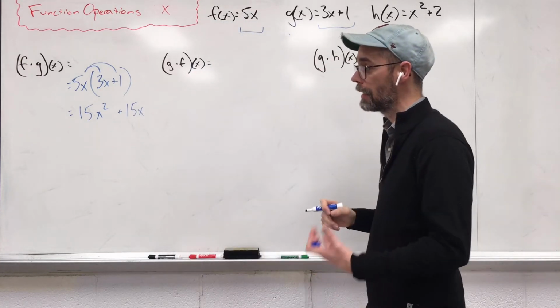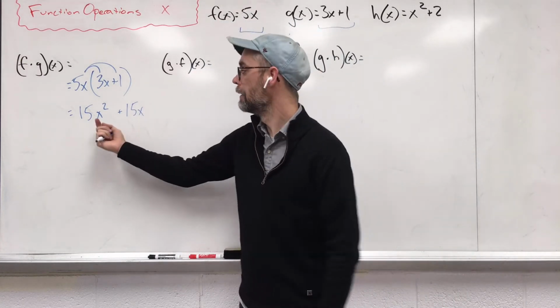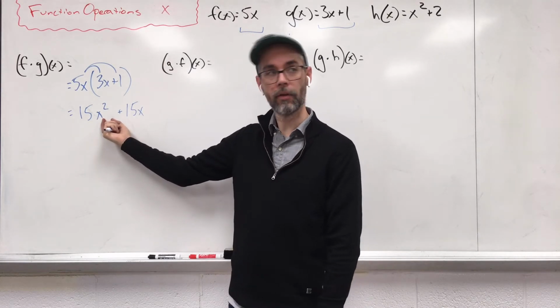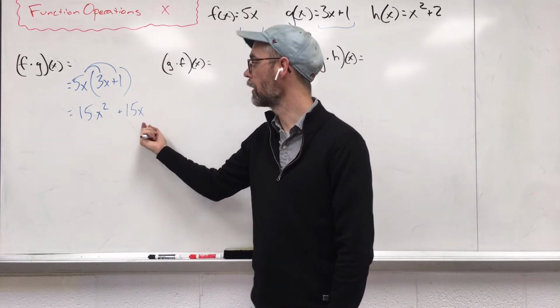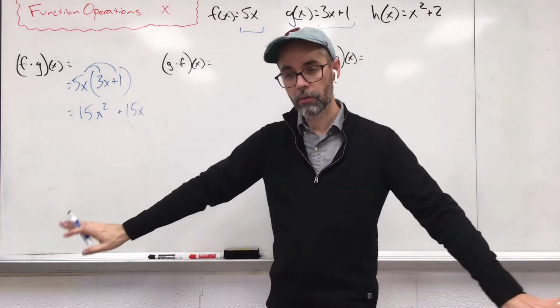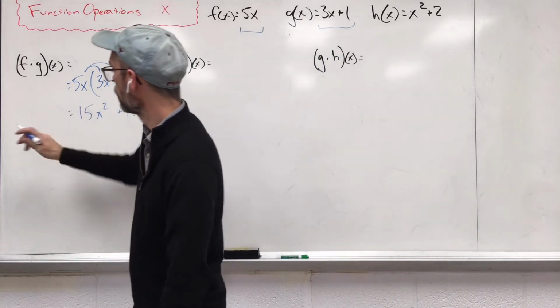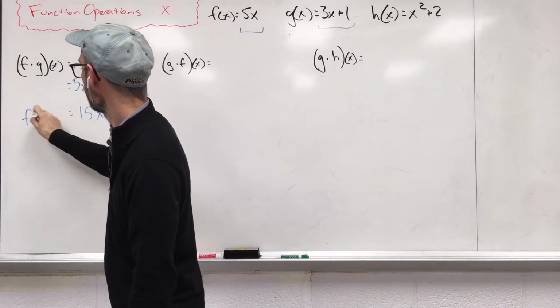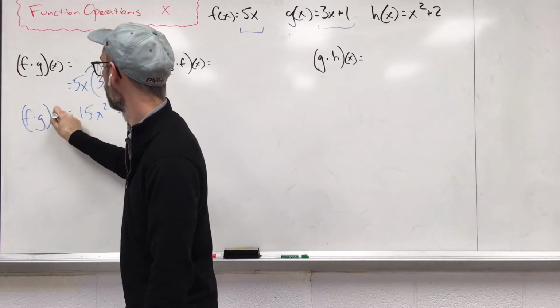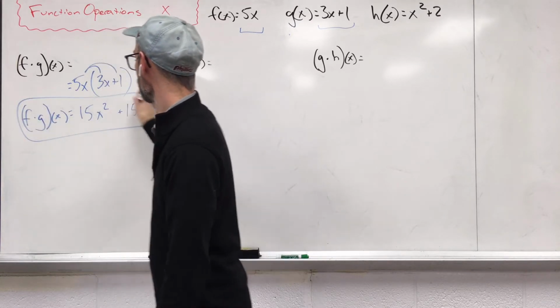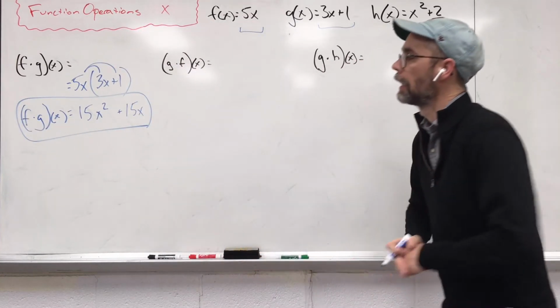Can we combine these? Are they like terms? No. This guy's got that exponent of 2. This one has no exponent that you can see. So two completely different things. We leave them, bring down that function notation. f times g of x. And those guys are combined.